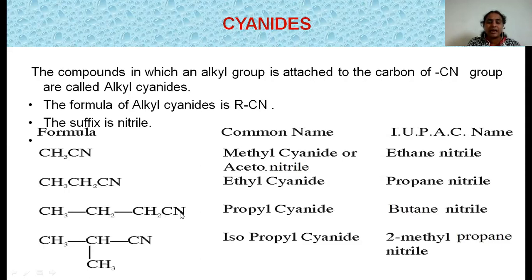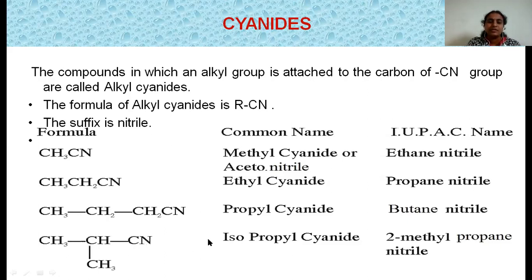In this compound, the propyl group is the substituent. So propyl cyanide is the common name of this compound, whereas in IUPAC nomenclature, a total of 4 carbons are present in a straight chain. Hence, this name is butane nitrile. In this compound, this is the substituent, which has 3 carbons present in branch form. So this compound name is isopropyl cyanide.